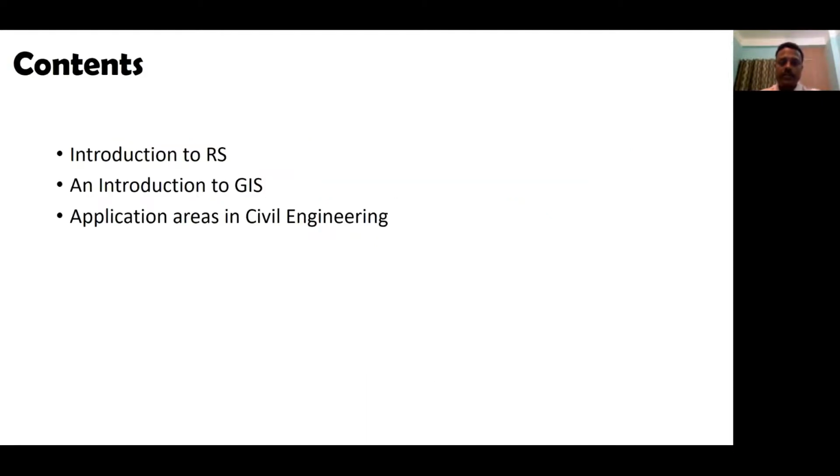The content of the presentation goes as shown here in the slide. First, I would like to give you a brief introduction to remote sensing, and then I will go for a brief introduction to the GIS subject, and then we will investigate what are the application areas that both these tools have, especially in the area of civil engineering.